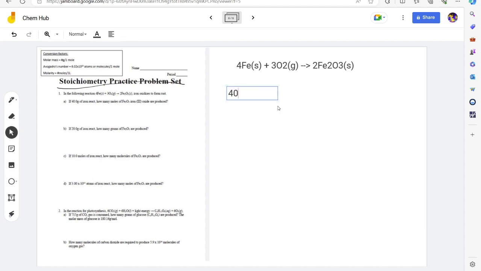If we know we have 40 grams of iron, then we need to start off by converting that number to moles. So we're going to do that by multiplying by 1 mole of iron over iron's molar mass, which is 55.845 grams. Now that we've converted iron to moles, we're going to multiply that number by iron's molar ratio with iron(III) oxide.